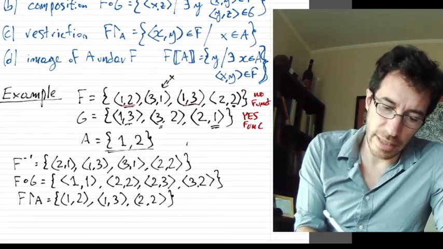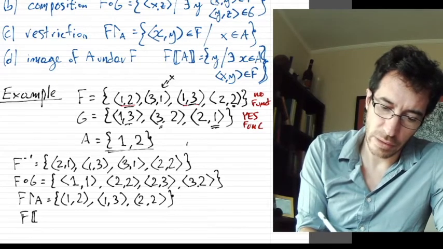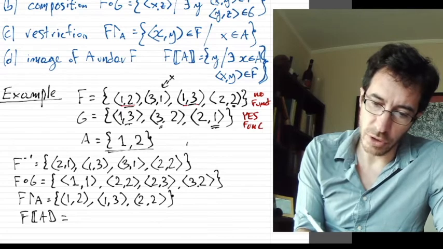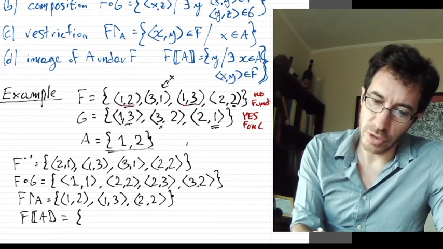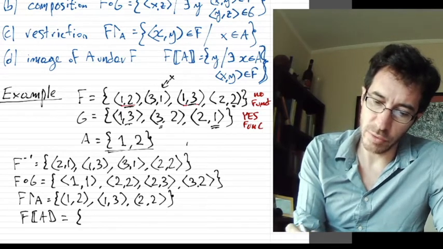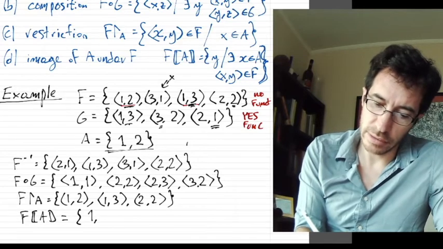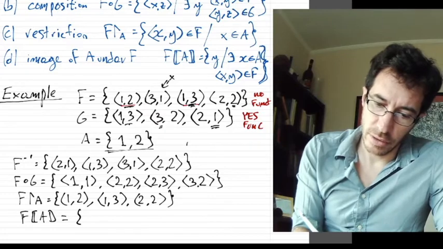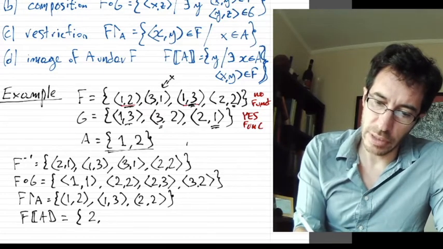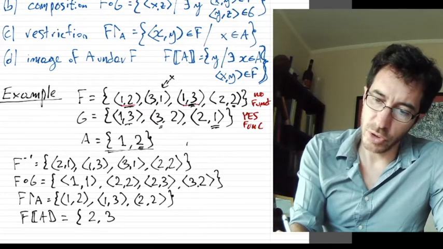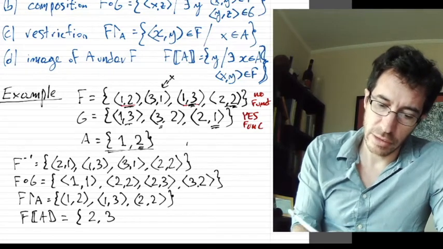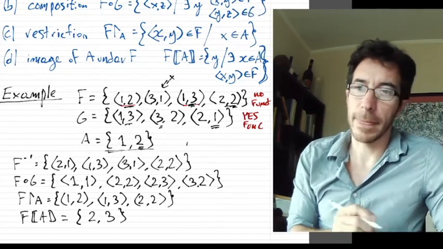And what is the image of F under A? Well, we have to see where 1 goes. 1 goes in F to 2 and to 3. So we get 2 and 3. And 2 goes to 2 again. But we already have 2, so we don't need to put it again. That's the image of A.